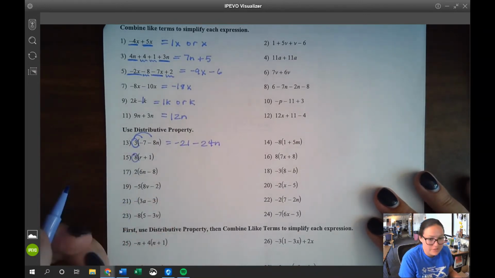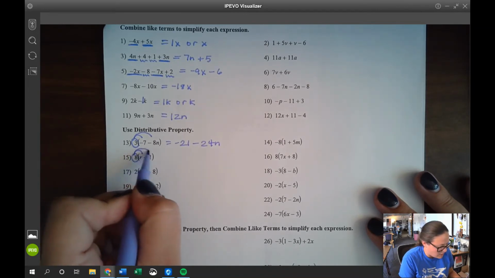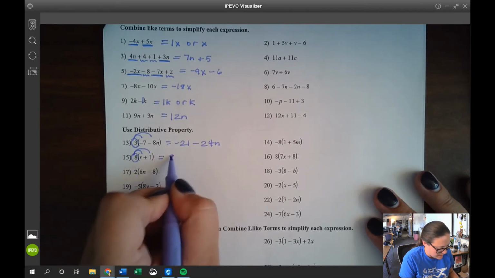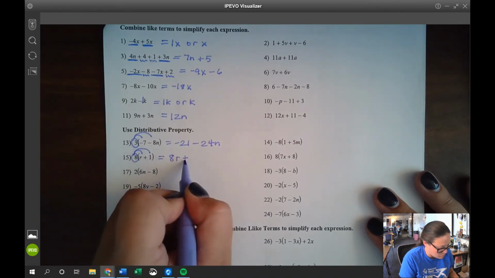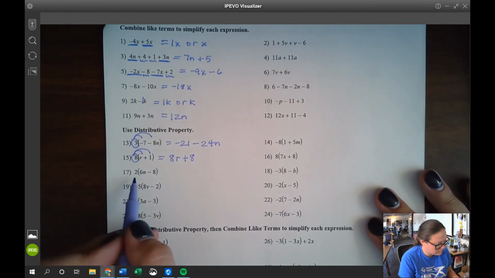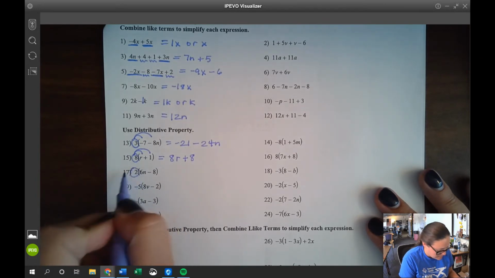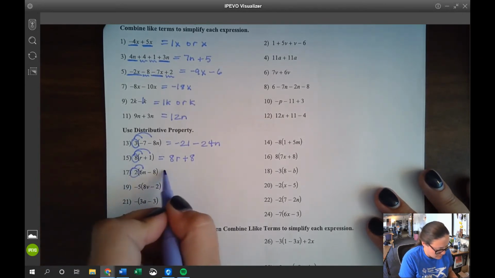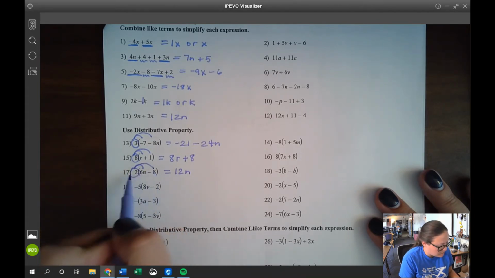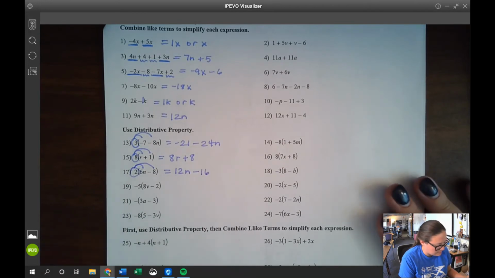Okay, so number 15, that's an 8. I'm going to take the 8, multiply it to the r, and then multiply it to the 1. 8 times r is 8r. 8 times 1 is 8. 17. What's the number in front of the parentheses? It's a 2. So I'm going to do 2 times 6n to get 12n. And then I'm going to do 2 times negative 8 to get negative 16.